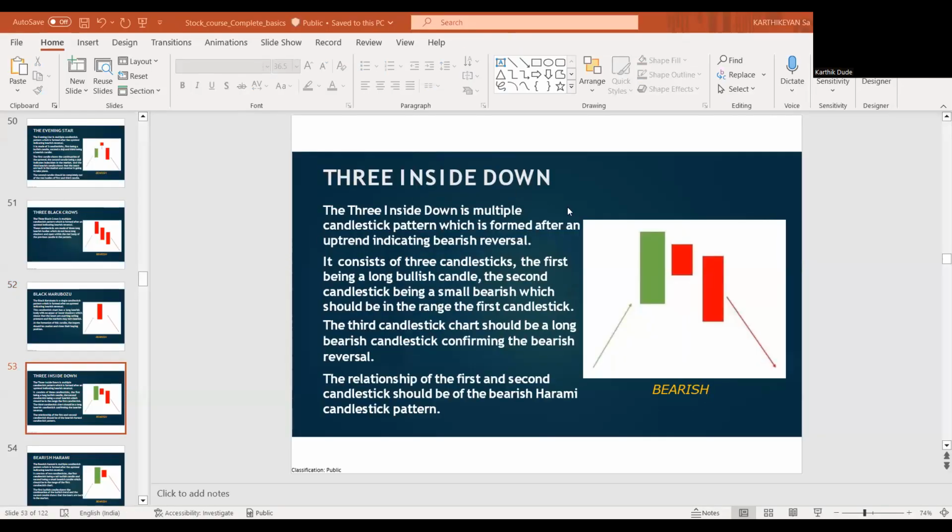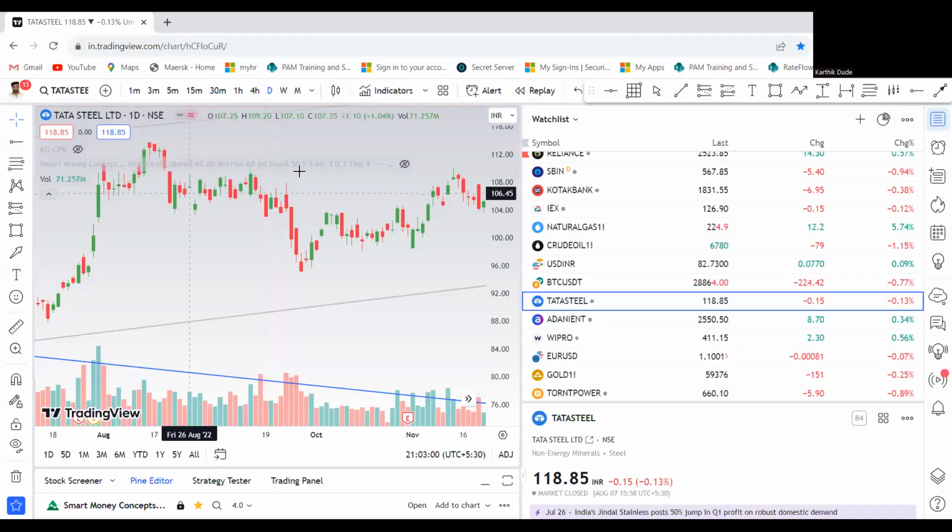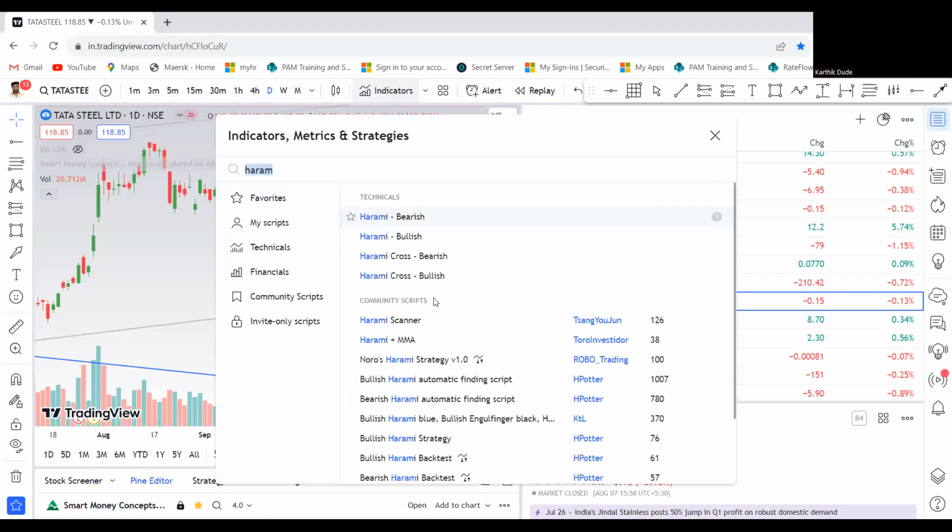Three inside down. This is exactly the opposite of three inside up which we have discussed earlier. And bearish harami, like we have seen the bullish harami earlier: a red candle is formed, and after that a small green candle is formed. But here, a green candle is formed, and after that a red candle is formed. Let's see just this example in the chart. Harami bullish.